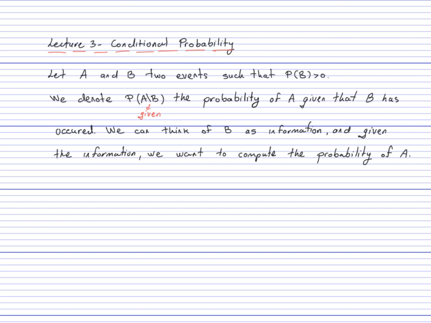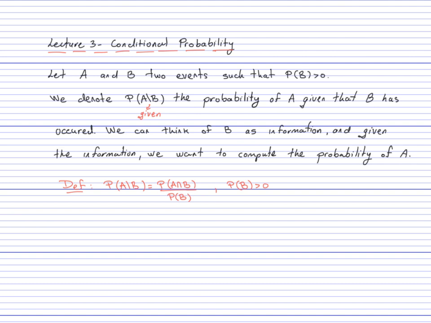How exactly do we compute conditional probability? The definition says that if we want to compute the probability of A given B, what we need to do is to take the probability of the intersection over the probability of the information. Assuming, of course, that the probability of B is positive, otherwise it's not well defined. Now I want to explain what is the intuition behind this definition.